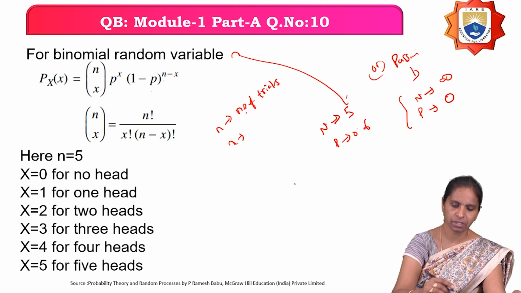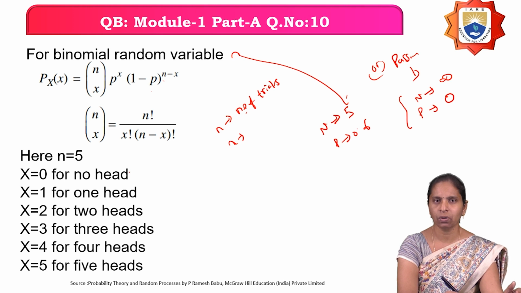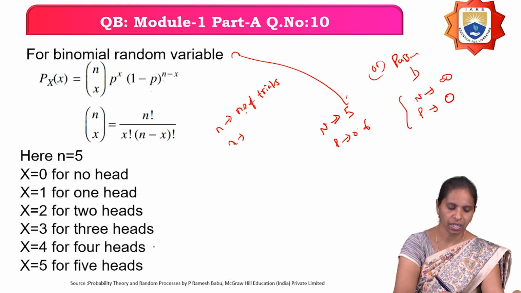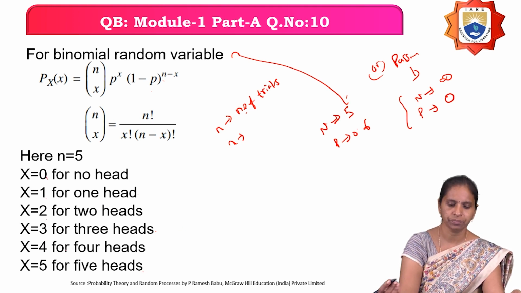So in 5 flips, how many heads may you get? Either 0 heads, meaning all tails, or 1 head and 4 tails, 2 heads and 3 tails, 3 heads and 2 tails, 4 heads and 1 tail, or 5 heads. Nothing but x equals 0, 1, 2, 3, 4, 5.